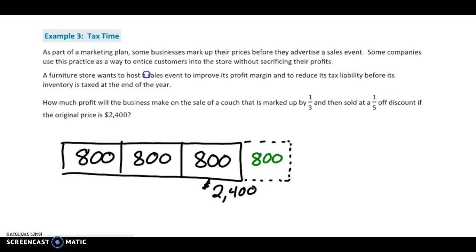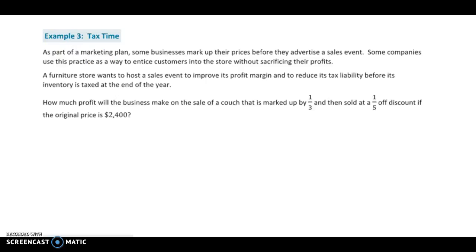Which means now the couch no longer costs $2,400. Now with this added cost, the store is going to try to sell the couch for $3,200. This is what they would hope their profit would be. All right, so that took care of the first part of our problem. We have now marked it up by 1/3.